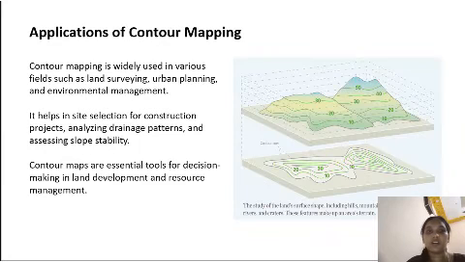Applications of contour mapping. Contour mapping is widely used in various fields such as land surveying, urban planning, and environmental management. It helps in site selection for construction projects, analyzing drainage patterns, and assessing slope stability. Contour maps are essential tools for decision making in land development and resource management.